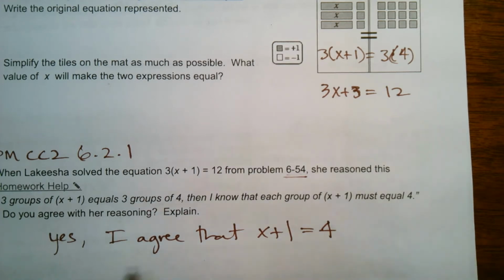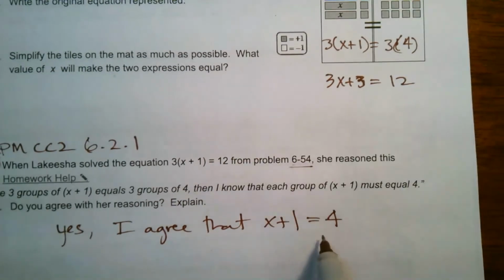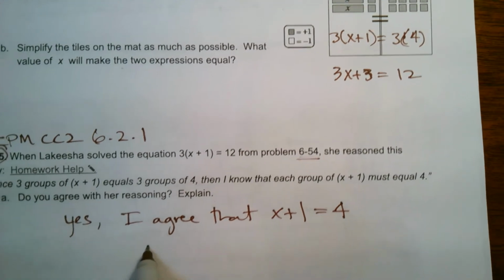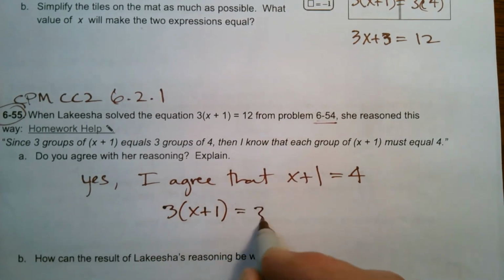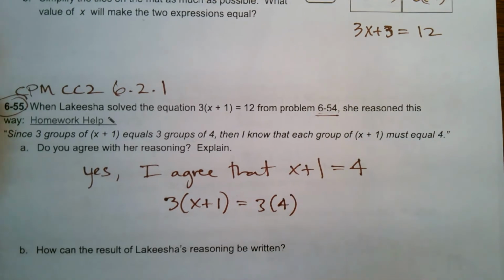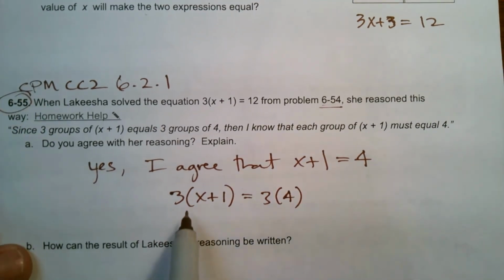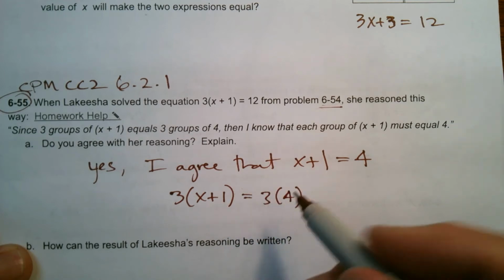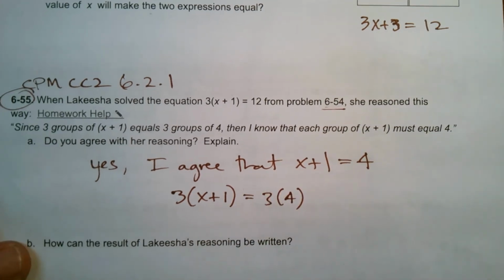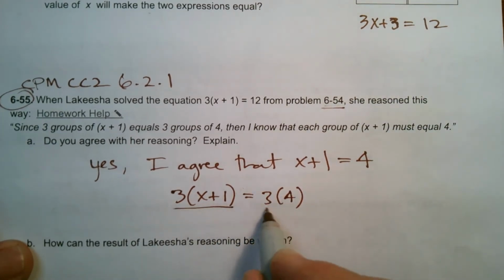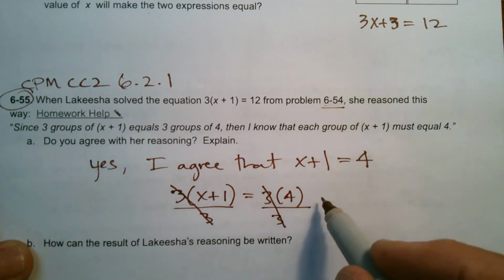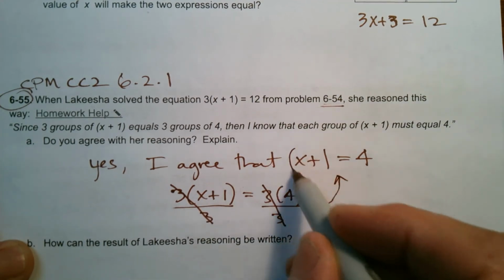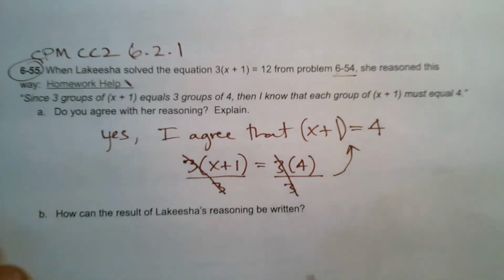The other way we can show this agreement is to rewrite it. It's 3 groups of x plus 1 equal to 3 groups of 4. With an equation, I could divide both sides by 3, and that would divide out the 3's on both sides. Again, that leads us back to x plus 1 is equal to 4.